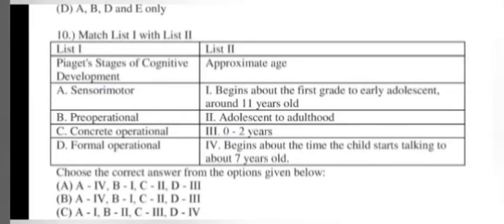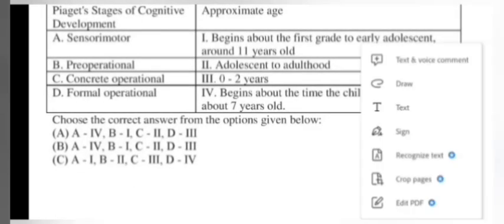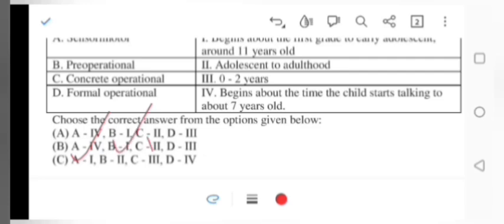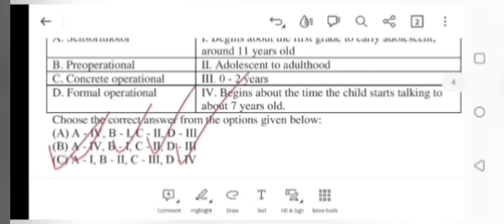Next question is match list 1 with list 2. In list 1 we have Piaget's stages of cognitive development, A, B, C, D: sensorimotor, pre-operational, concrete operational, formal operational. List 2 approximate ages: 1 begins about the first grade to early adolescence around 11 years old, 2 adolescent to adulthood, 3 0 to 2 years, 4 begins about the time the child starts talking to about 7 years old. Number C will be correct. A will be related to 3, B to 4, C to 1, D to 2. Number C is the correct answer.